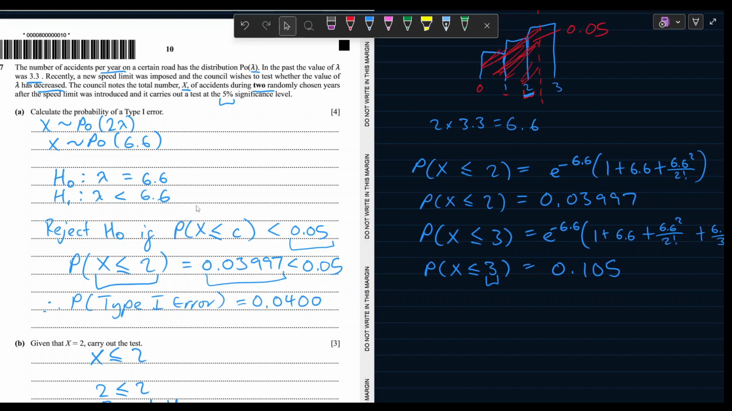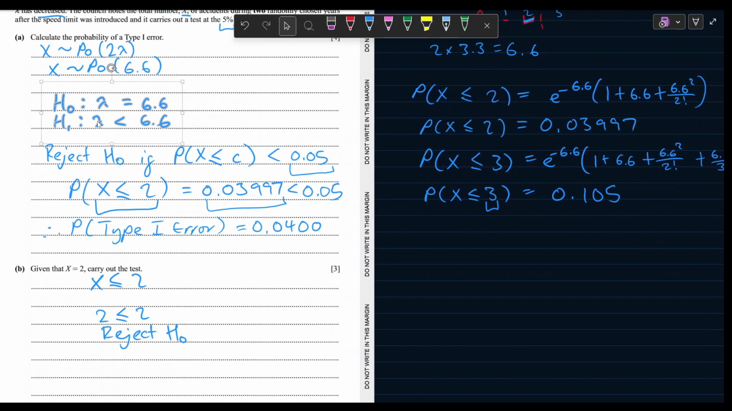Oh, by the way, I forgot, we need our hypotheses. You don't need your hypotheses for part A, but you need to write them down in part B for sure. You get marks for that. Okay, and then we say reject H naught.